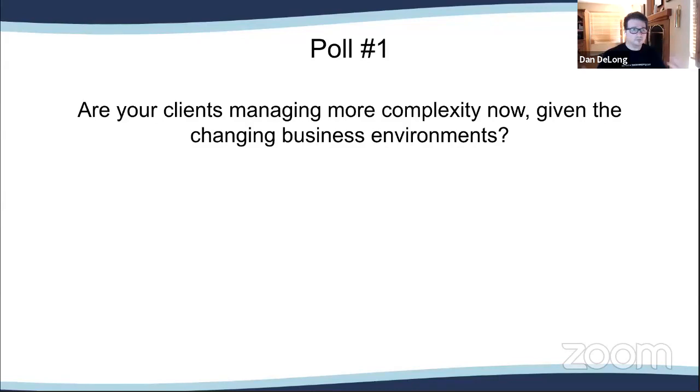So we'll start off with a poll. Given the current business environment, are your clients managing more complexity now? So it's a yes, no, or sort of. So as far as the sort of, maybe their priorities have shifted. Maybe they've had to pivot based on the nature of what their business actually is. We'll take a moment to answer that poll.